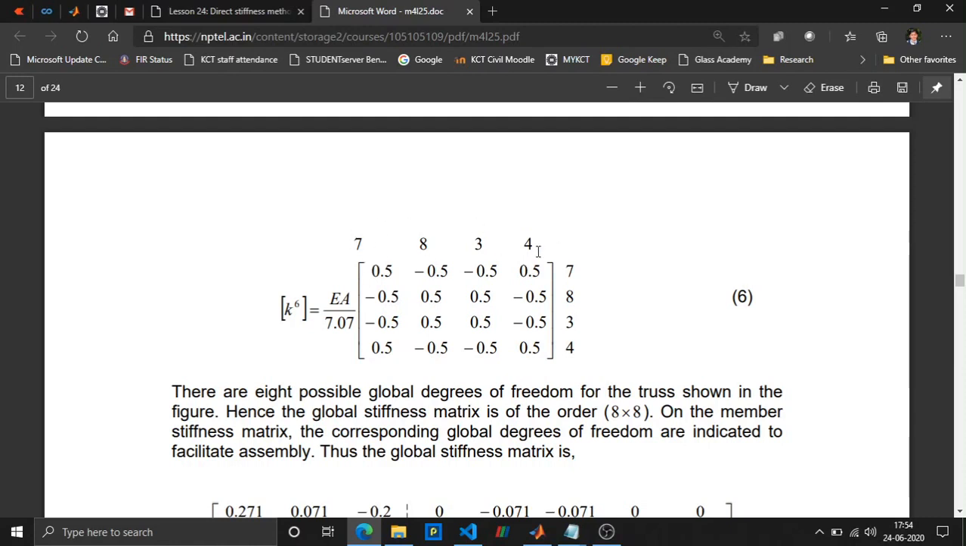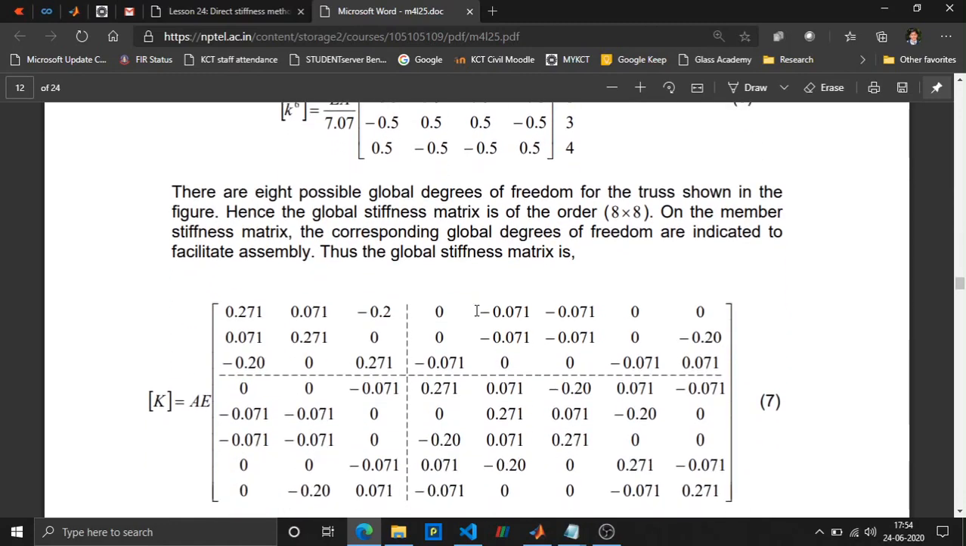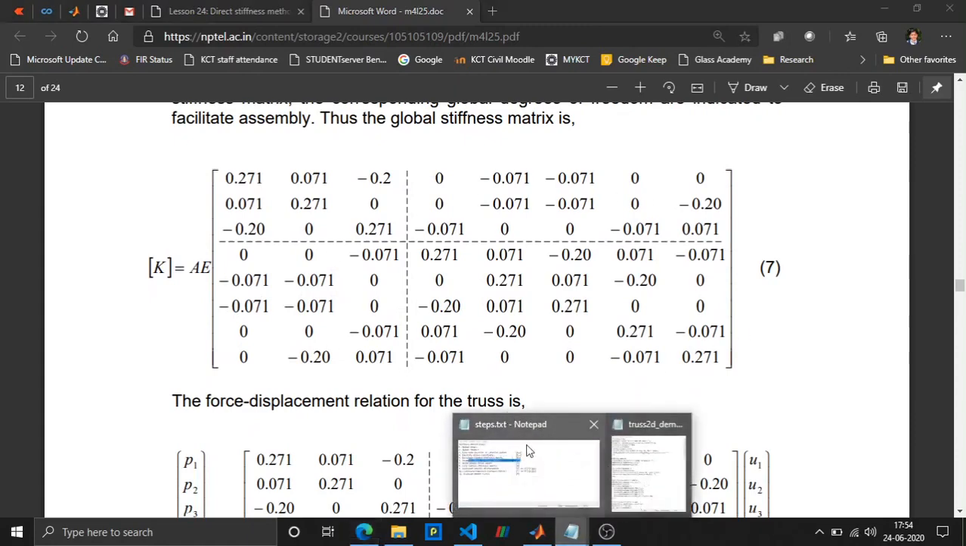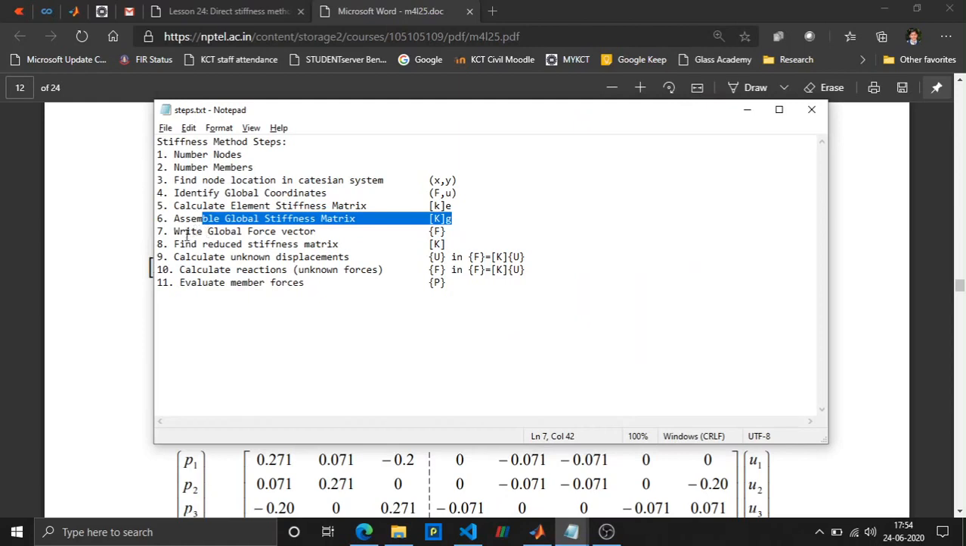These numbers may change depending on how you choose the first node and second node for each element, or the ith node and jth node for each element. So when assembling all these stiffness elements, we will have the global stiffness matrix. And after establishing the global stiffness matrix, we can find the reduced stiffness matrix.